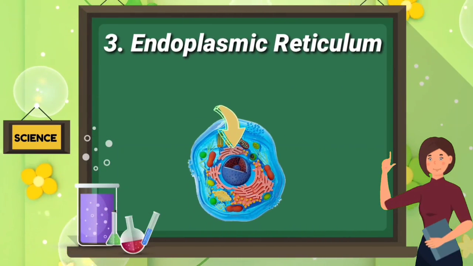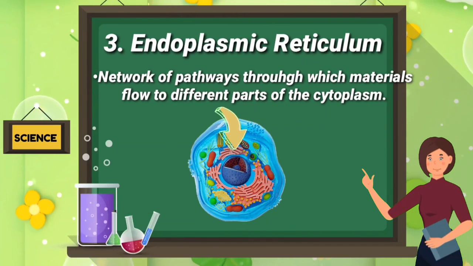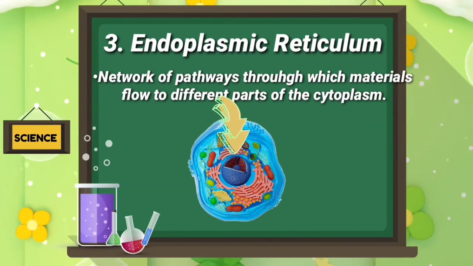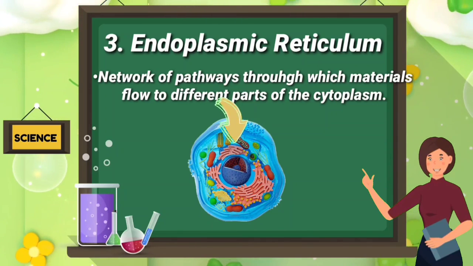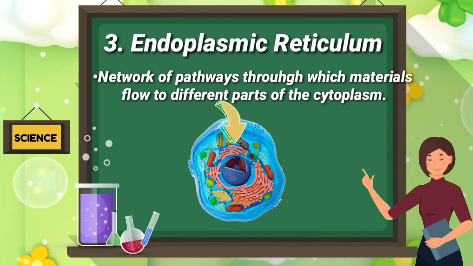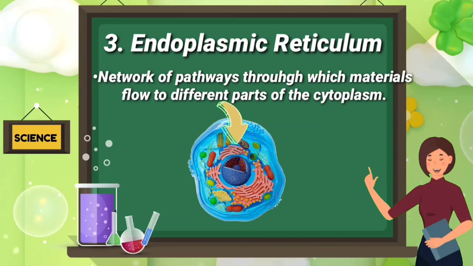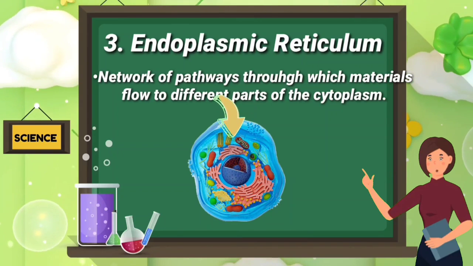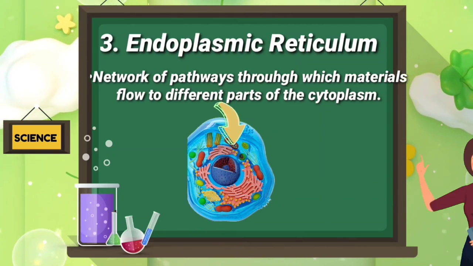Endoplasmic reticulum. It is a network of pathways through which materials flow to different parts of the cytoplasm. For short, ito yung highway ng cell. Dito dumadaan yung mga materials papunta sa mga specific areas kung saan sila kailangan. Thus, it carries proteins and other materials from one part of the cell to another. It is attached to the outside of the nucleus.